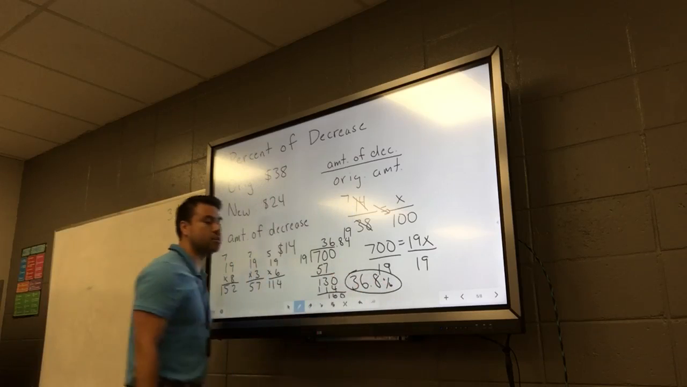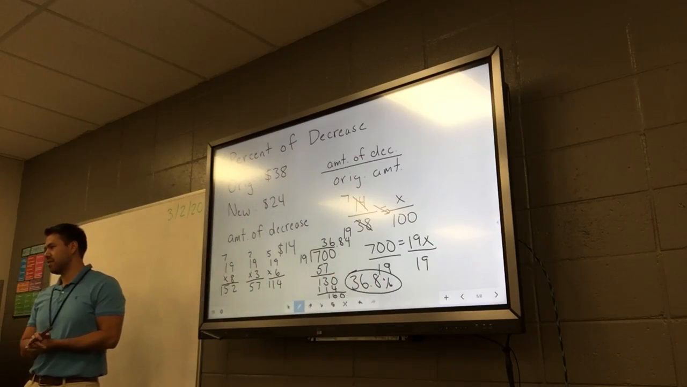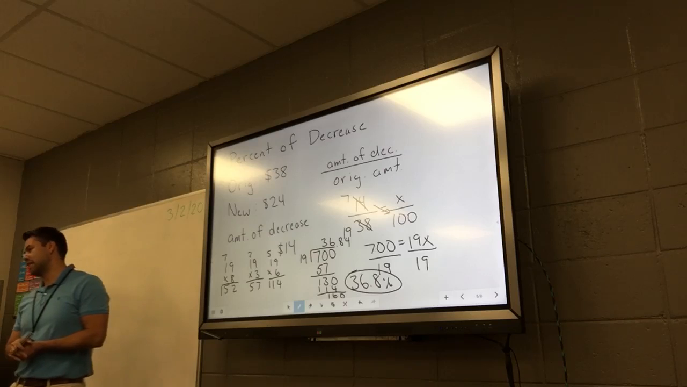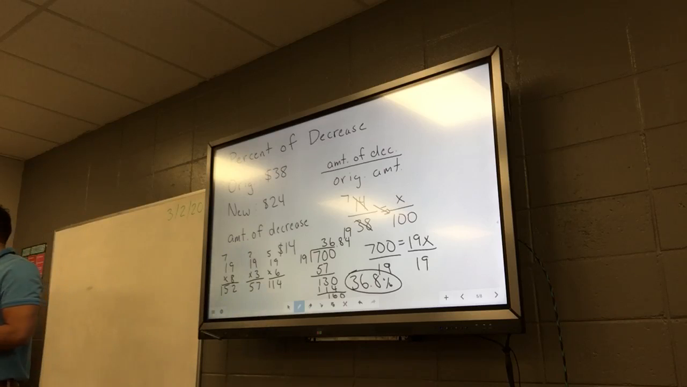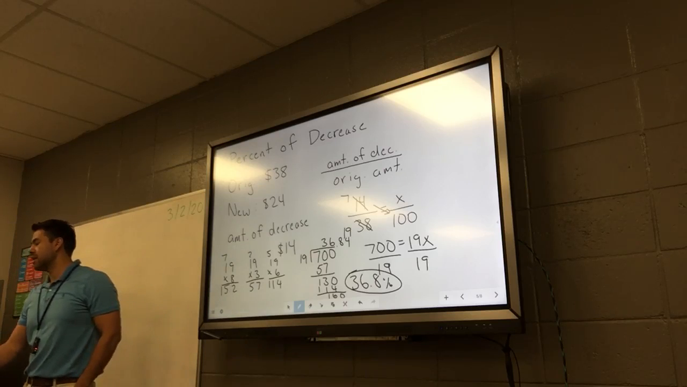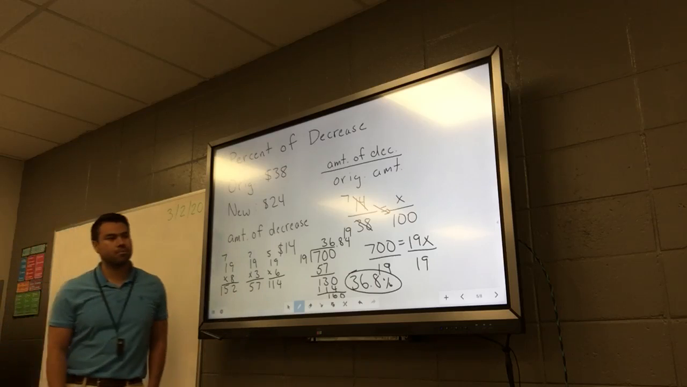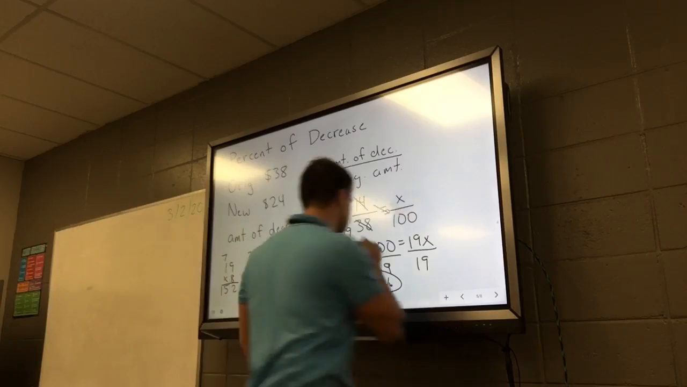36.8%. Yes, ma'am. I don't understand what I did wrong. I got 40%. And I just divided them and then I moved the decimal place because I got 0.4. Yeah, I don't know. I got to look at it carefully and see if you divide it the right way. But it should be 36.8.